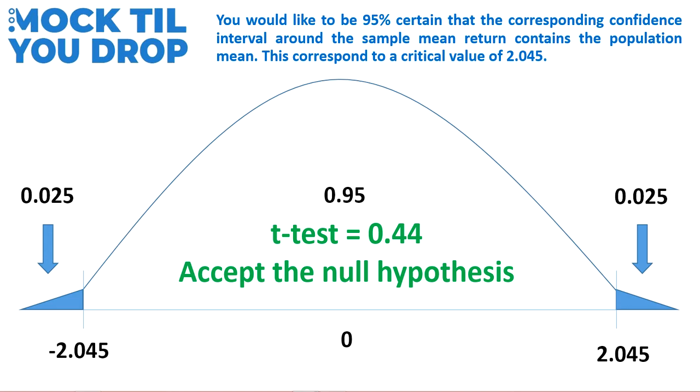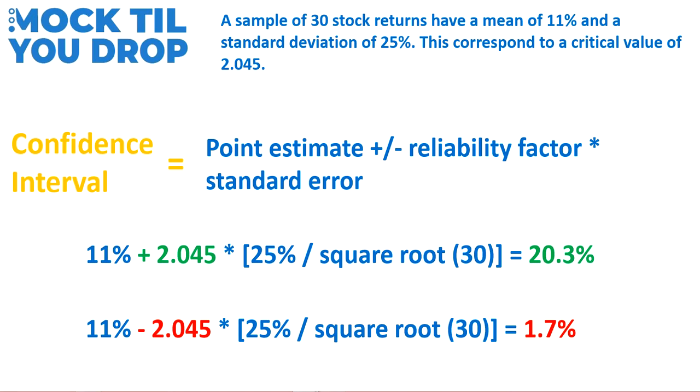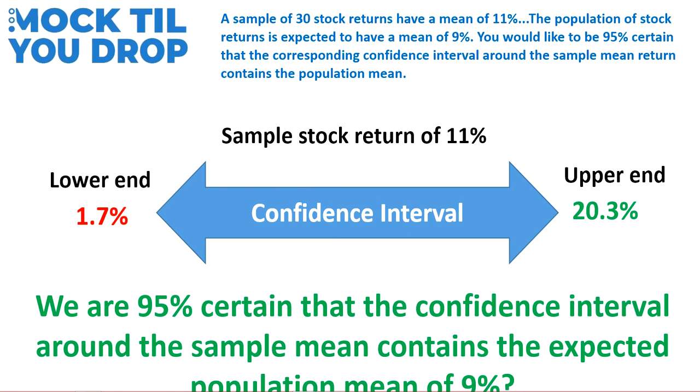Now let me show you how to calculate the confidence interval. We should reach the same exact conclusion with the confidence interval as we did with the t-test. So let's go ahead and calculate that. We're simply taking the values from the example to calculate the confidence interval. There's two parts to this calculation. The only difference is that you change the sign of the critical value of 2.045, which is also called the reliability factor. So after doing these two calculations, we get 1.7% for our lower limit and 20.3% for our upper limit. Our hypothesized population mean return of 9% does fall within this confidence interval range, and this is consistent with the conclusion of our t-test.